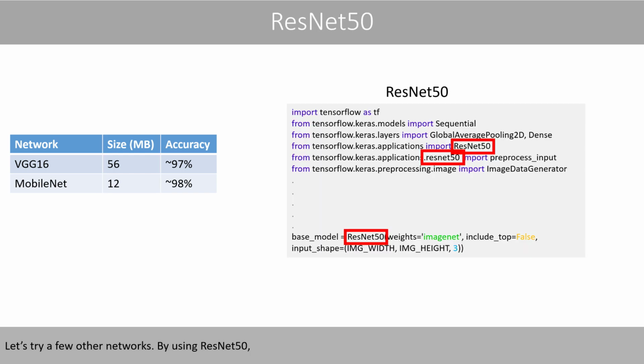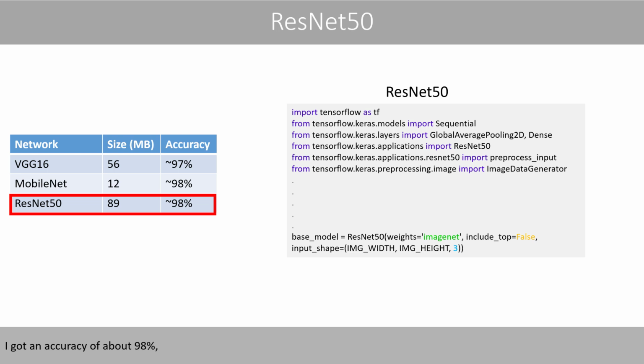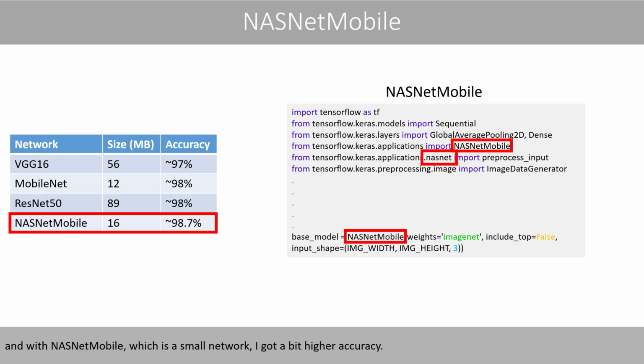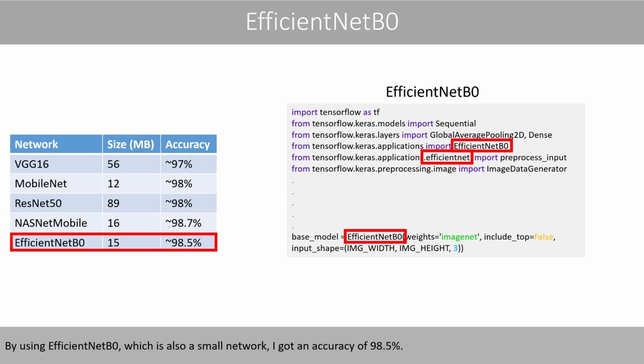Let's try a few other networks. By using ResNet 50, I got an accuracy of about 98%. And with ResNet Mobile, which is a small network, I got a bit higher accuracy. By using EfficientNet B0, which is also a small network, I got an accuracy of 98.5%.